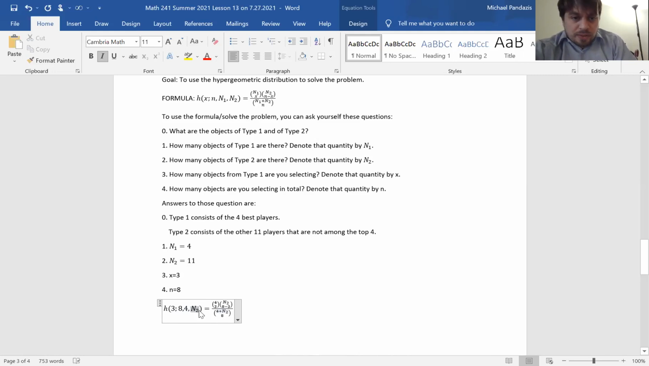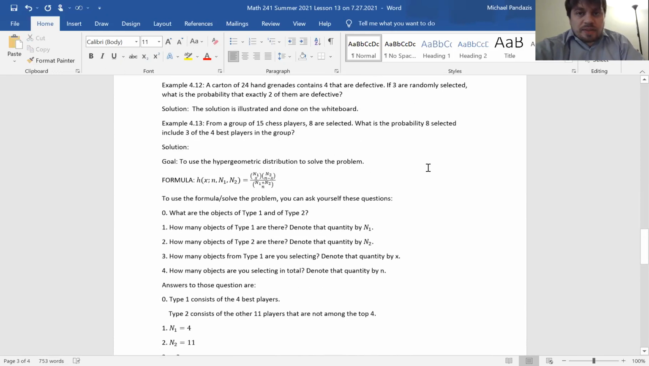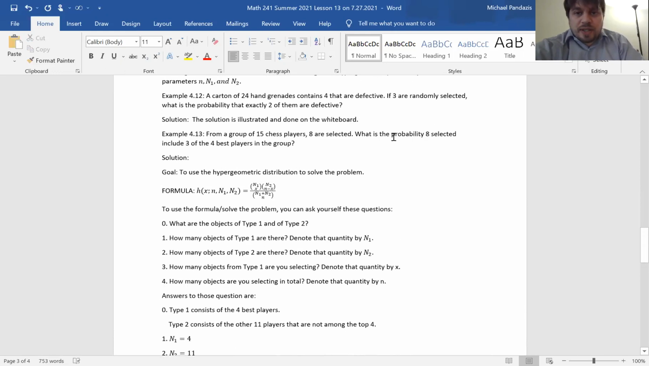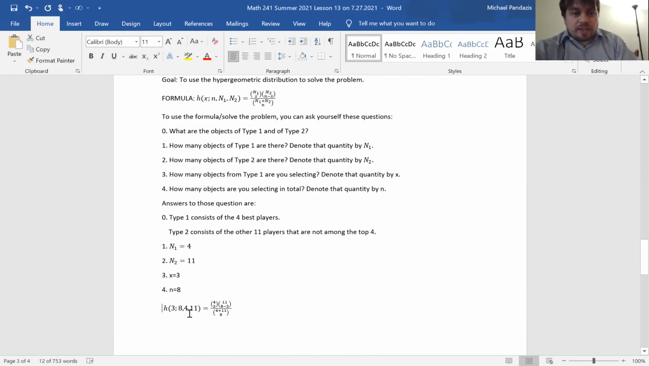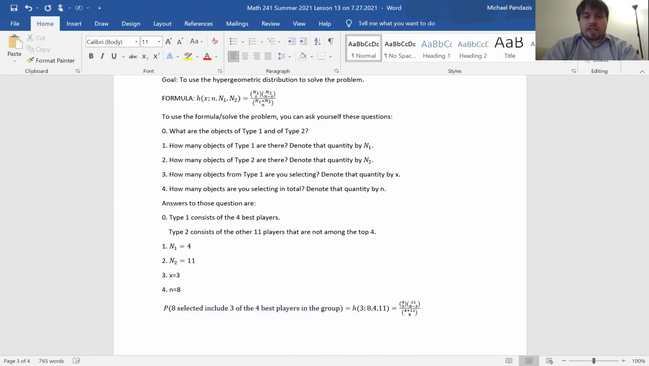And N2 is 11. Okay, so we now have that. That's the probability we want to find, right? It said, what is the probability 8 selected include 3 of the 4 best players in the group? So that's what we want to find. You wouldn't necessarily have to even write this, but I'm writing it just to help you understand it. What is the probability that 8 selected include 3 of the 4 best players in the group? It's equal to that, which is equal to that.